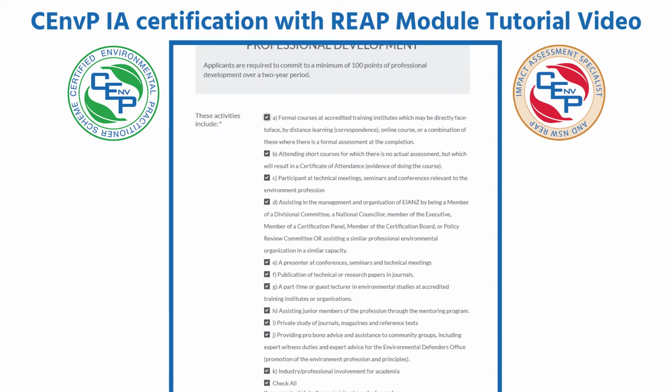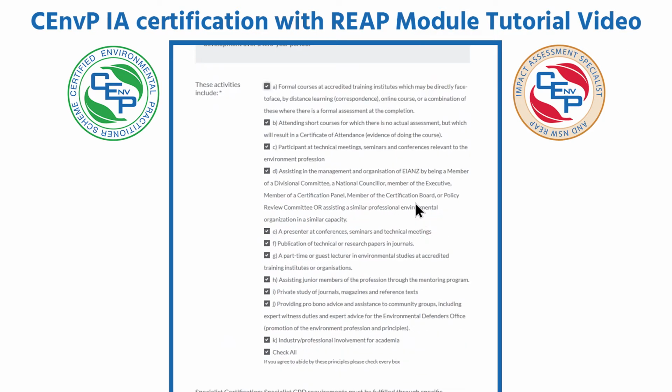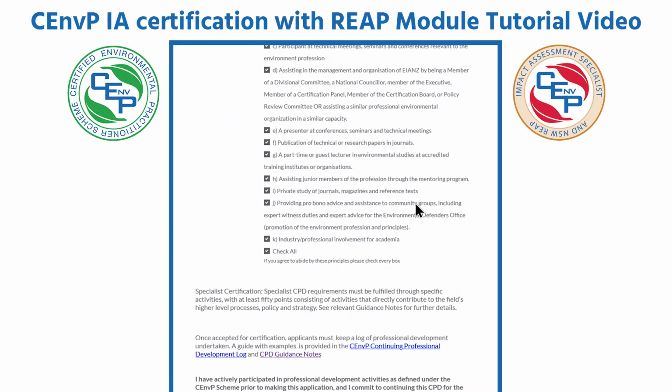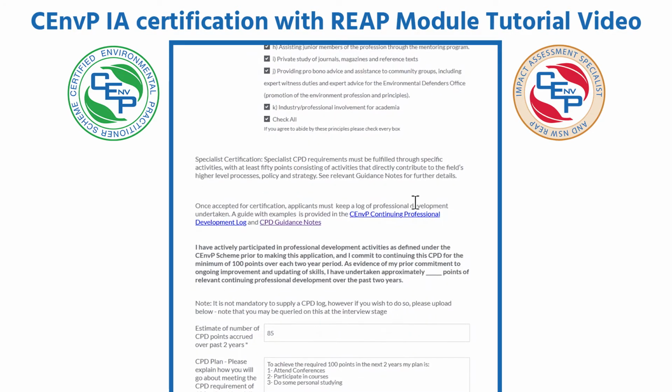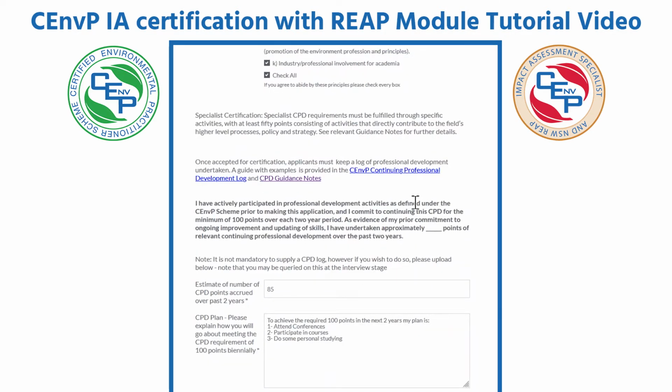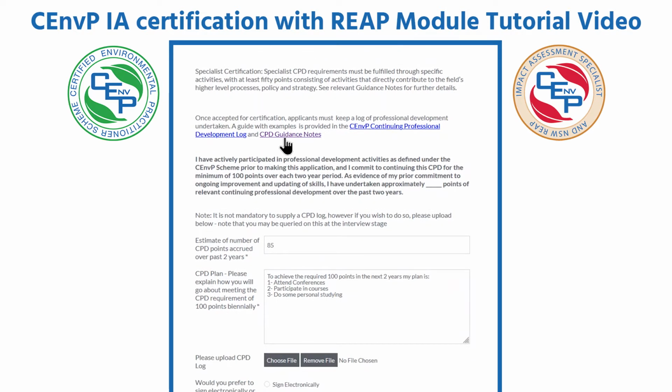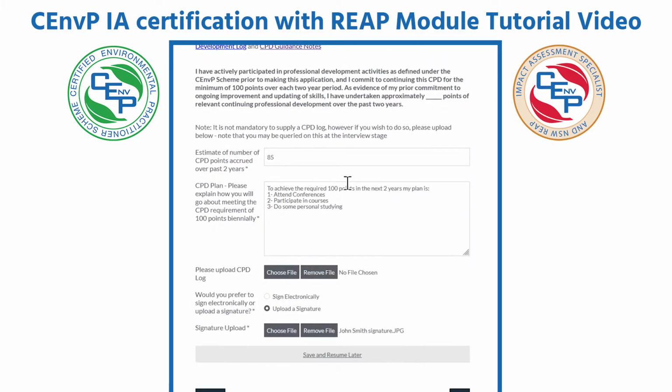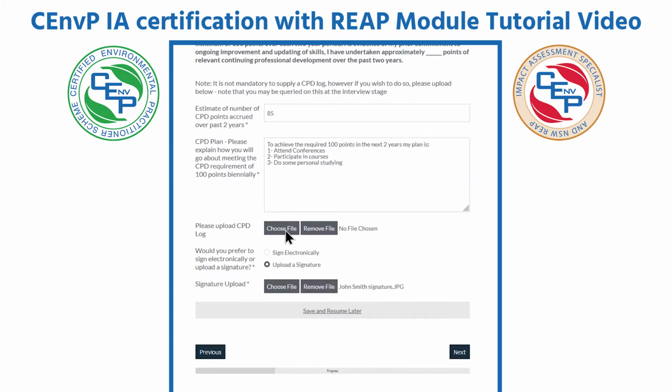Commitment to continuing professional development is a key part of being a CEnvP. You will need to undertake at least 100 points of CPD for every 2-year period that you are certified. To find out what activities contribute towards your CPD, you can check CPD guidelines on our website. It is strongly recommended to submit a CPD log at the time of your application. If you haven't taken any CPD, include a detailed plan for your future activities. Please note that the CPD activities will be discussed during your CEnvP interview.